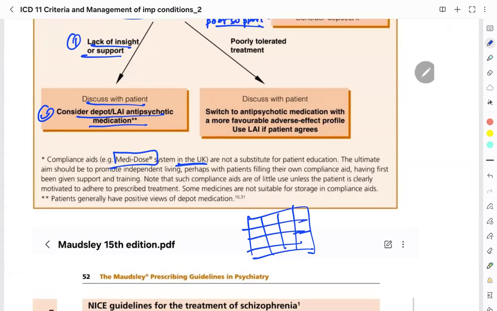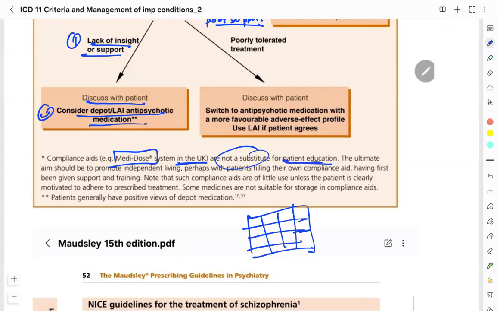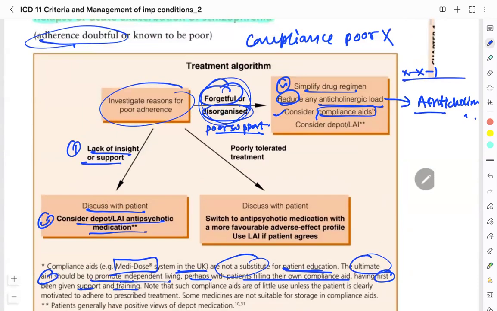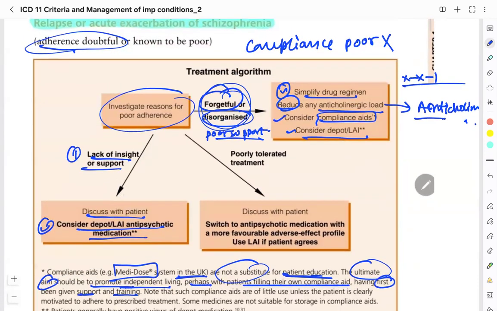But it also writes that they are not a substitute for patient education. This is important. The ultimate aim, they say, is to promote independent living, perhaps with patients filling their own compliance aid. Okay, so this is important. Having first been given support and training, and then consider depot or LAI.